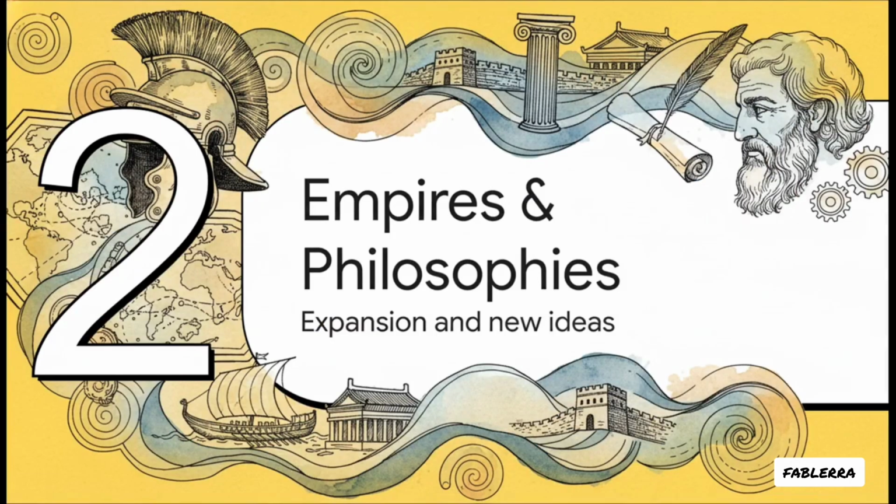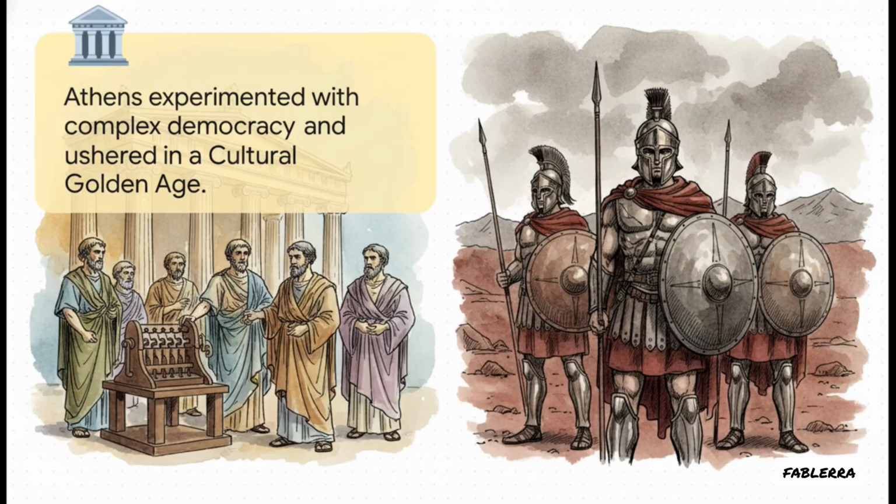Moving on to part 2, empires and philosophies, expansion and the birth of new ideas. So as these civilizations stabilized, basic survival gave way to some truly revolutionary ways of thinking. Take the rival Greek city-states, for example. On one hand, you've got Athens, experimenting with this highly complicated democracy. They used a council of 500, selected randomly by a literal machine, and this ushered in a brilliant cultural golden age. But then, on the flip side, you have Sparta, this absolute military powerhouse where young boys were taken from their families to become hardened soldiers. Two drastically different value systems completely clashing and yet coexisting in the exact same region.